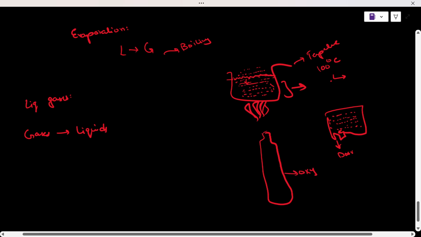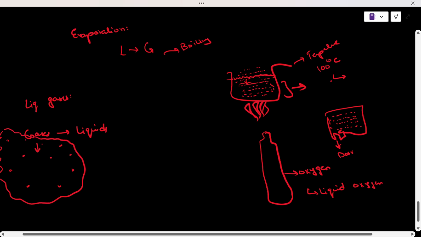You've got oxygen. Do you think that is oxygen in the form of gas? No, this oxygen is actually liquid oxygen. And the question is, why do they store oxygen as a liquid? Now here's the concept. Gases have particles very far apart. Okay, very far apart. So if I were to put them in a container like this, the particles are very, very far apart, right?